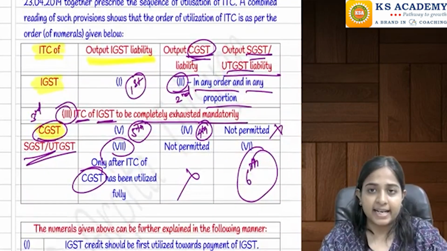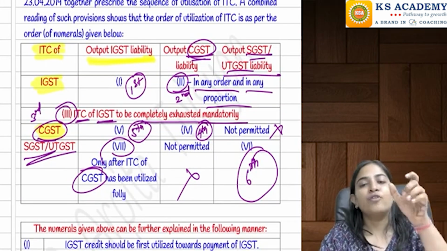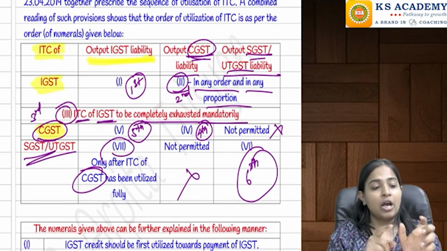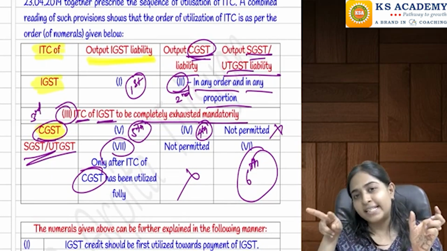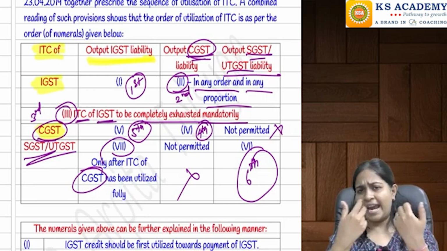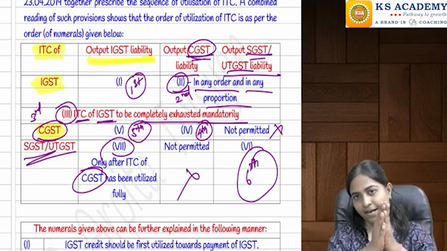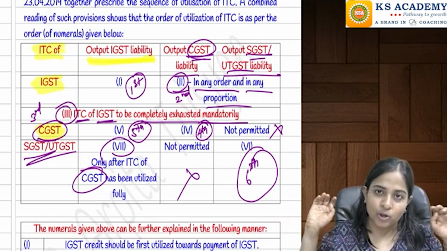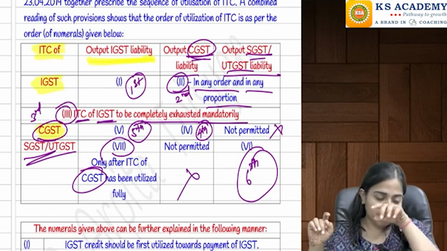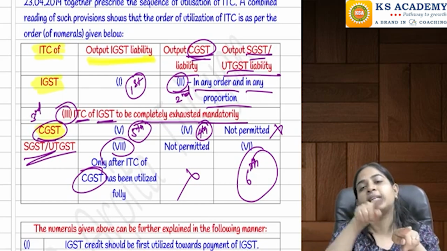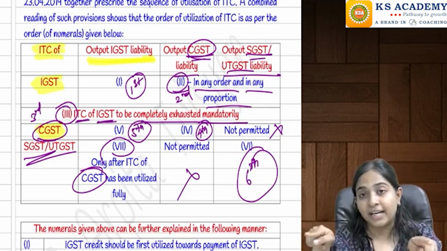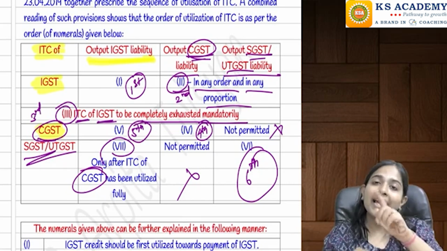Now, how do we utilize the input tax credit? If you have any IGST credit, IGST credit is to be utilized first. IGST credit will be first utilized for IGST liability. If anything is left, use it for CGST and SGST, in any order, any proportion, any sequence, doesn't matter. But finish off the IGST credit totally. Then you are left with CGST credit. In CGST credit, first utilize it against CGST liability. If you are still left with it, use it for IGST liability, but don't use it for SGST liability.